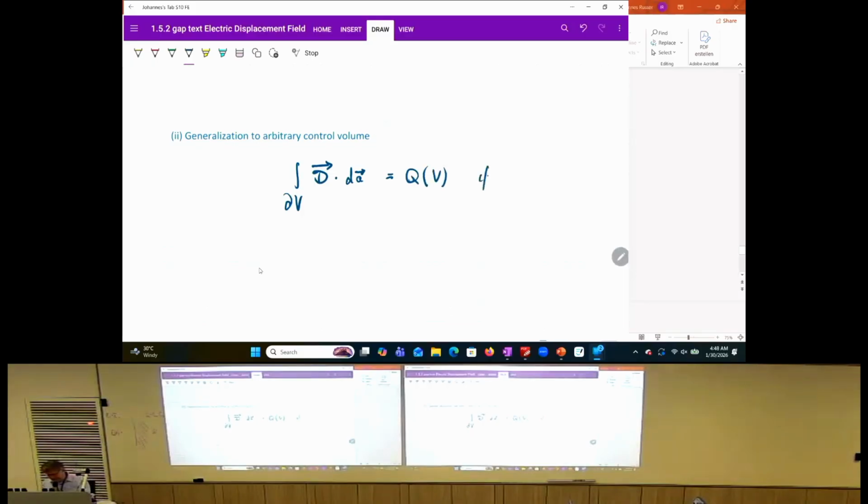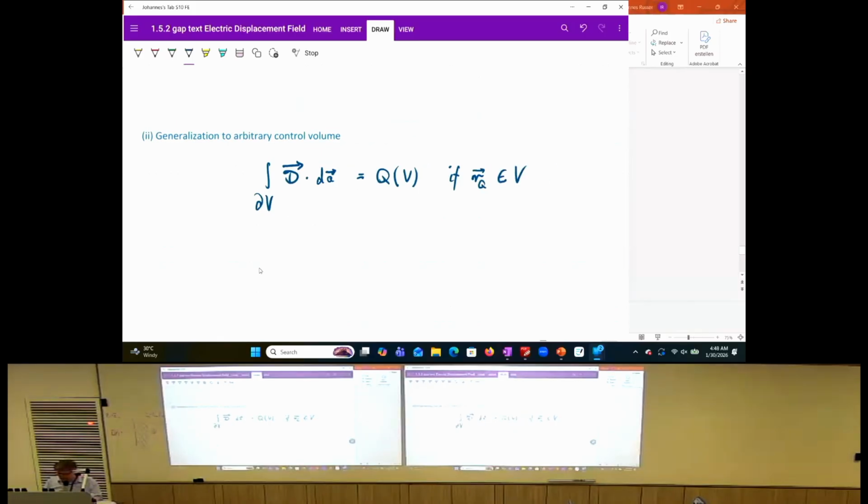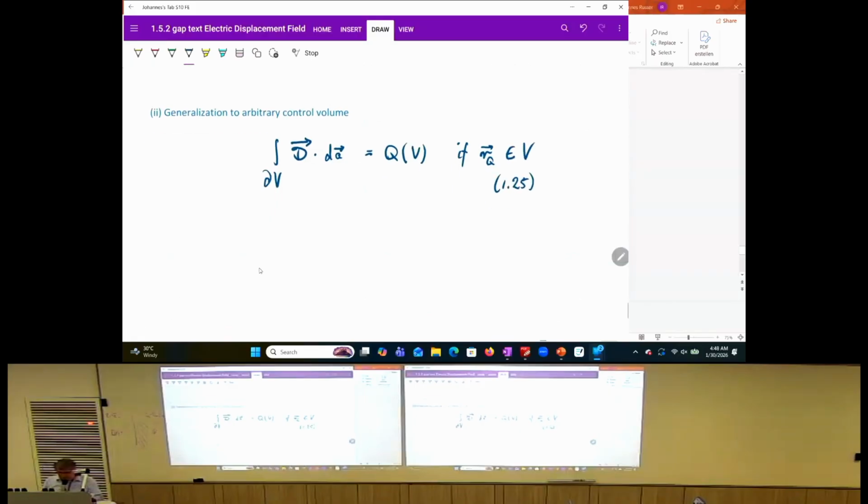That means this Q is what you obtain if R_Q, that is the position of this charge, is element of the volume. So if it is within that volume. This is, by the way, the equation 1.25.